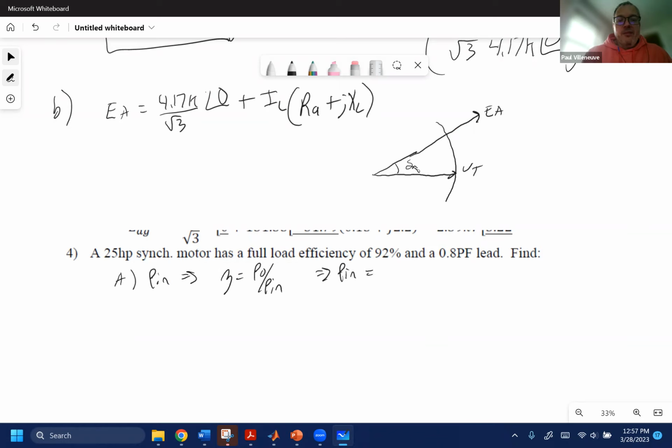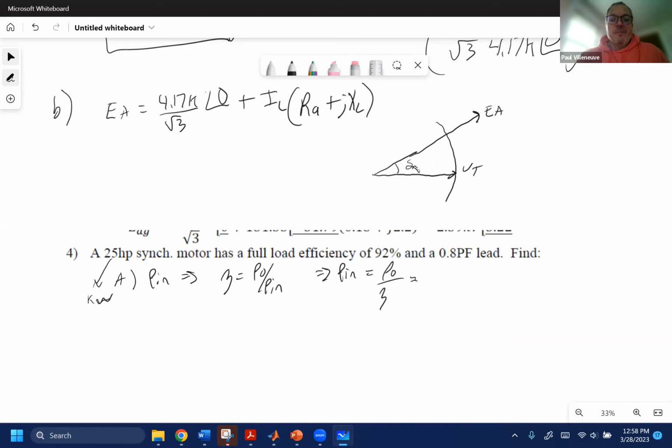P in is equal to your output power over your efficiency. One thing I would say is it's better to convert that to kilowatts, because electrical power would be the input power for a motor. So we have to calculate what the demands are in terms of watts, and the output power is more interesting for our mechanical friends. They would do things in terms of horsepower. That's why horsepower is the output, but the input is kilowatts.